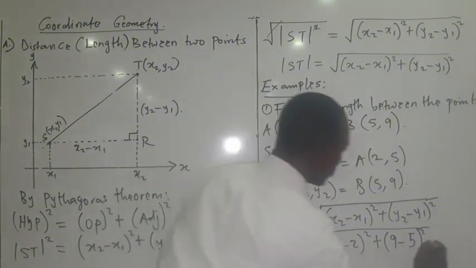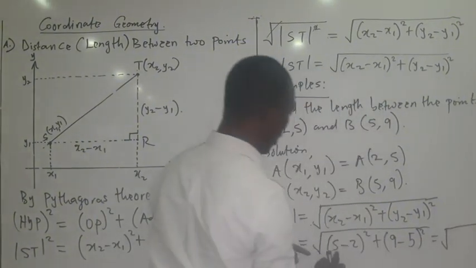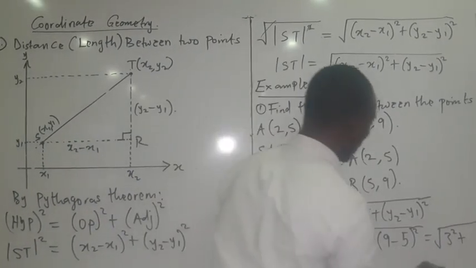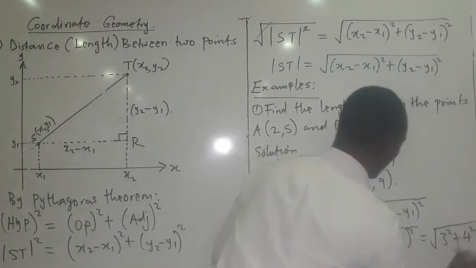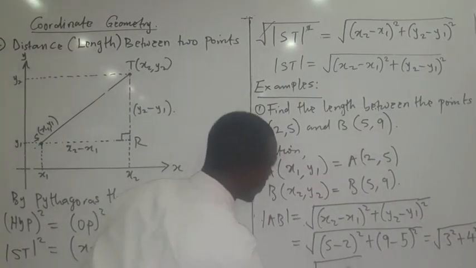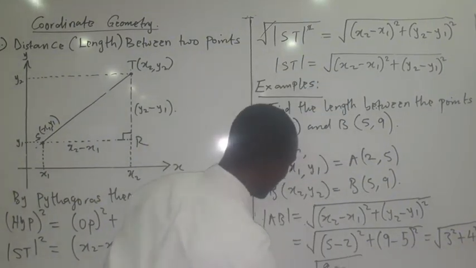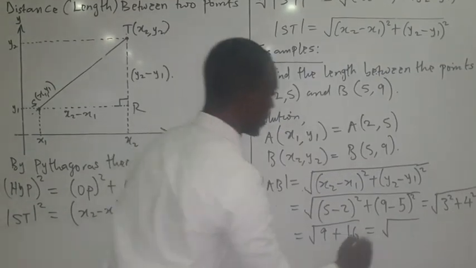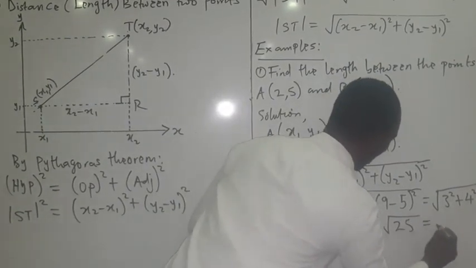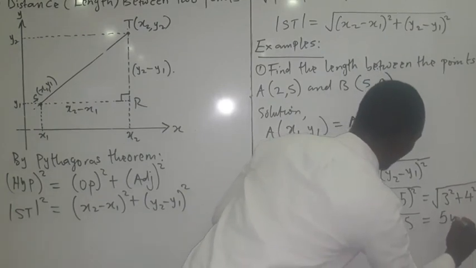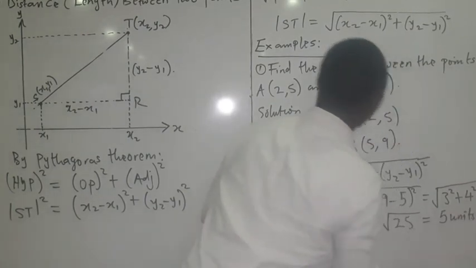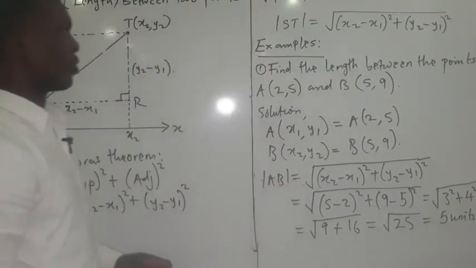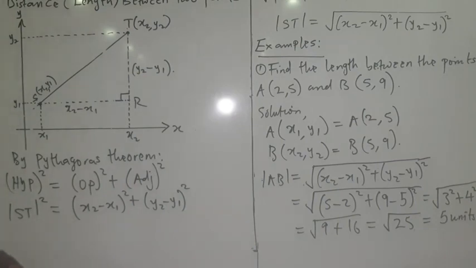So this equals the square root of (5 minus 2, that's 3) squared plus (9 minus 5, that's 4) squared. 3 squared is 9 plus 4 squared 16. So the square root of 9 plus 16, that is 25. Then the square root of 25 is 5 units. We have 5 units because we are dealing with distance or length. So that is that on example number 1.